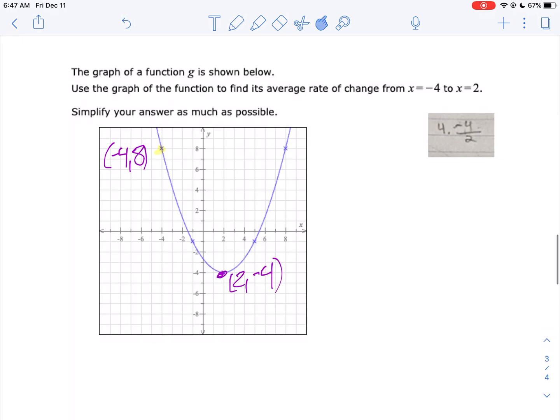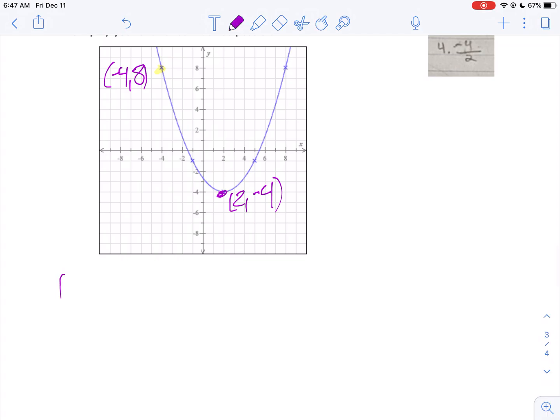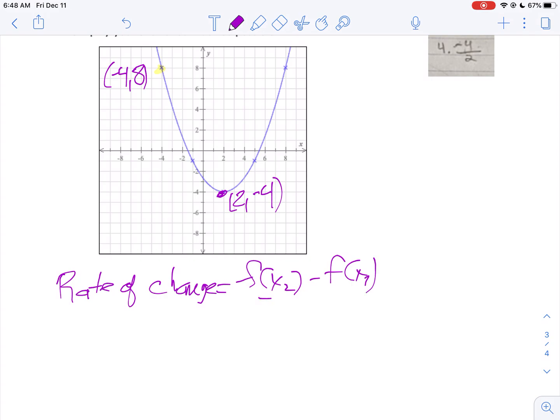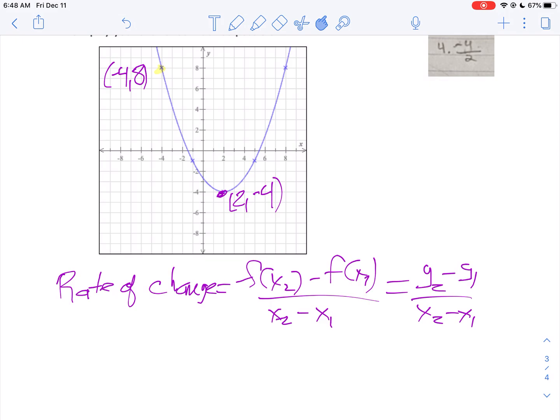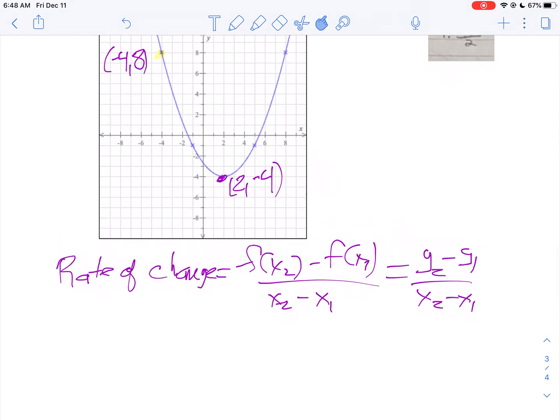From your seminar, the rate of change follows our formula. It's very similar to slope. It's f of x sub 2 minus f of x sub 1 all over x sub 2 minus x sub 1. Well, remember, f of x is just another way of saying y. So you can think of it as y2 minus y1 over x2 minus x1. It's very similar to slope, except slope is of a line, and here we have a parabola.